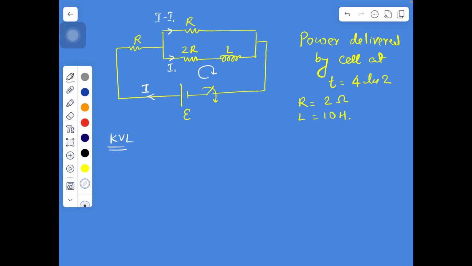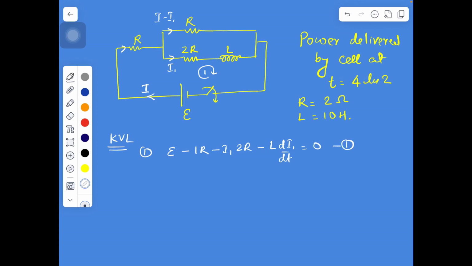Now writing KVL for loop 1. The KVL will be E minus IR, then minus I1 into 2R, and then minus L di1 by dt. This is equal to 0, first equation.